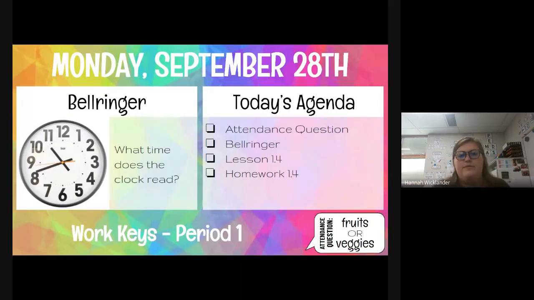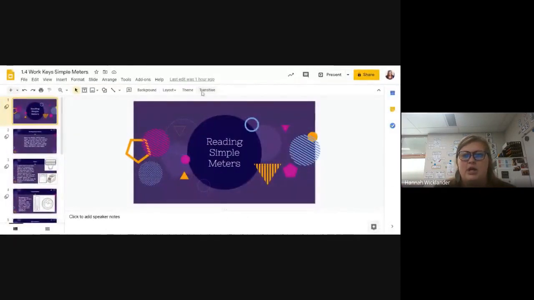And now moving forward, we're going to do reading simple meters and, what else are we doing this week? Place value. So that is what we will jump into next. Today we're going to get started with reading simple meters. So let me go ahead and share this tab now.